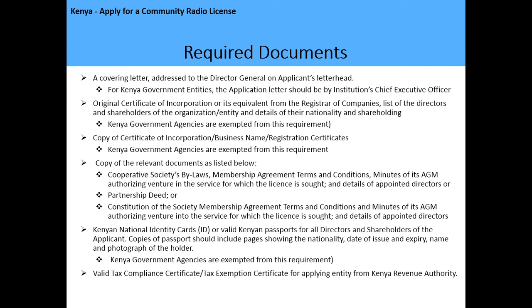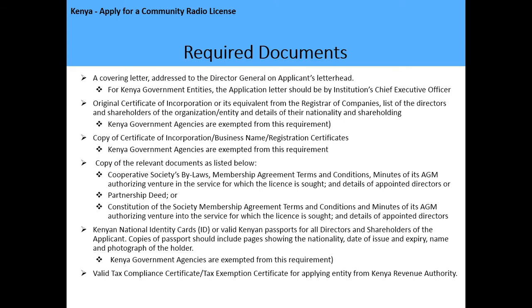Cooperative societies: bylaws, membership agreement terms and conditions, minutes of the annual general meeting authorizing venture into the service for which the license is sought, and details of the appointed directors. That is for cooperative societies. In case of a partnership, a partnership deed, or constitution of the society, members' agreement terms and conditions, minutes of the annual general meeting authorizing members into the service for which the license is sought, and details of the appointed directors. So that's also for a partnership in Kenya.